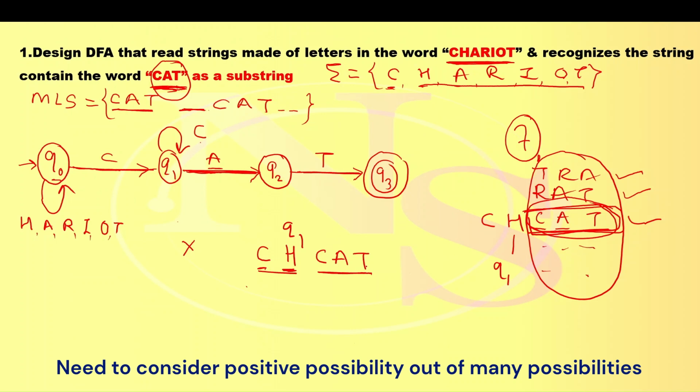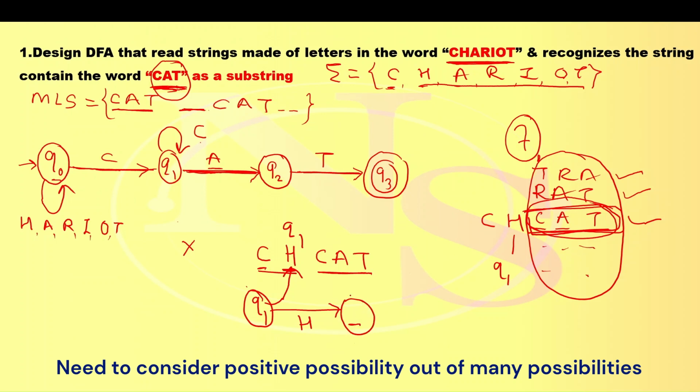Now, how to find the transition for H here? In this way you can find it. I am trying to find a transition for symbol H from state Q1. So, I will write it like this. I am trying to find a transition for H from state Q1. The transition of H from state Q1 will go to some other state.